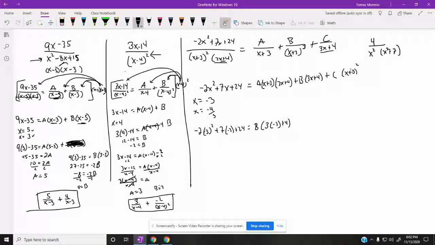-3 plus 3 is 0, so 0 squared is 0. 0 times anything is 0. So I only have to worry about this part right here. So we have -2 times 9 minus 21 plus 24 equals -9 plus 4, which is -5b. This becomes -18 minus 21 plus 24. So this is -18 plus 3, 5. So this becomes -15.